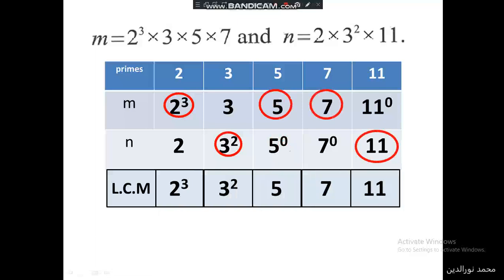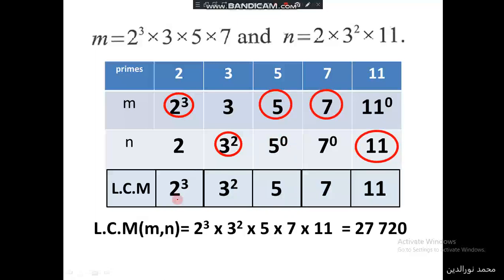And then we multiply them together: 2 power 3 times 3 squared times 5 times 7 times 11. And the answer is, the LCM of the two numbers m and n is 27,720.